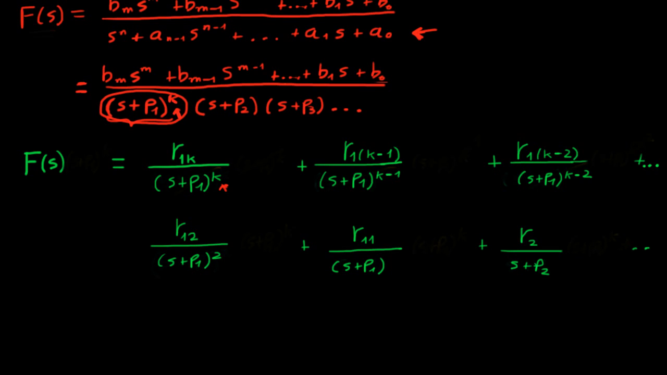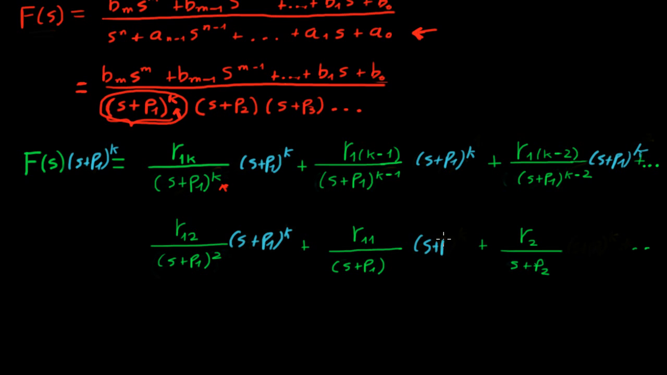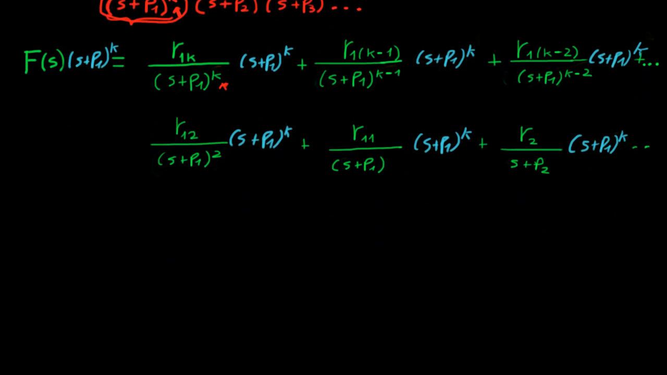So first of all, we have to multiply both sides of the equation by s plus p1 to the k, all of the other terms the same. And let me rewrite this equation.